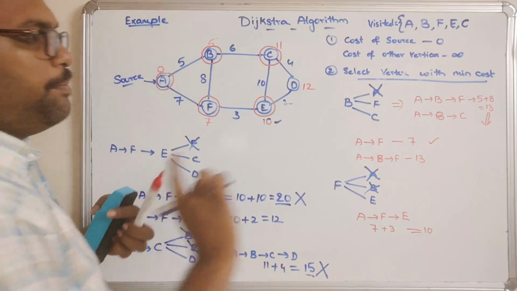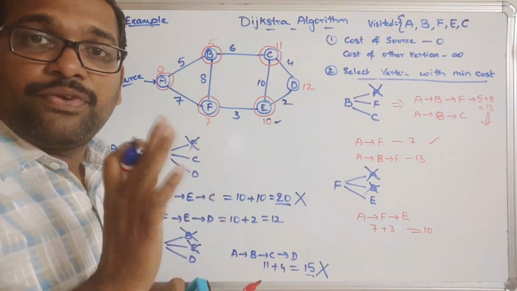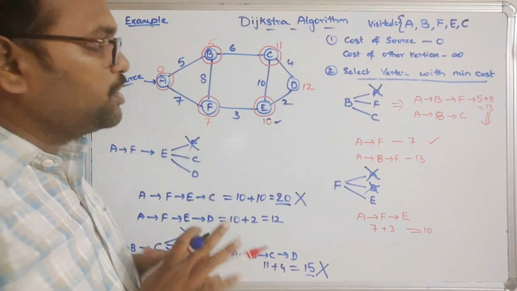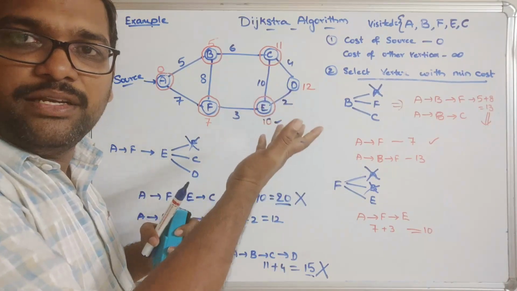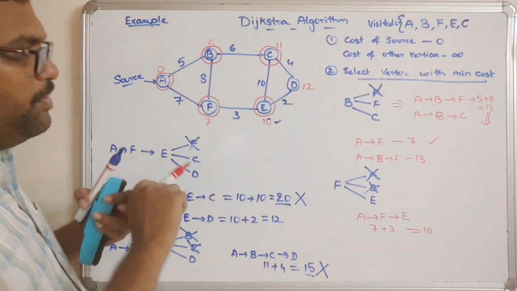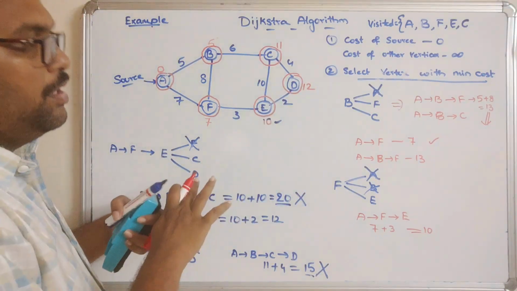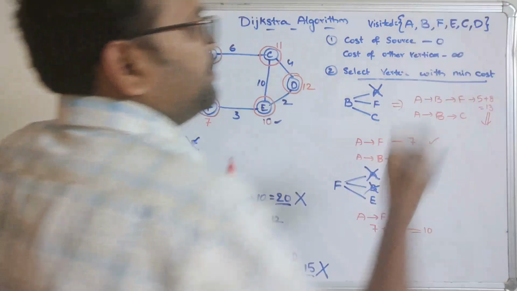And now repeat the same process. Consider all the unvisited vertices, and from those unvisited vertices find the vertex with the minimum cost. So we are having only one unvisited, and the rest are all visited. So obviously this will be visited with a 12. So this will also be added to the visited set.